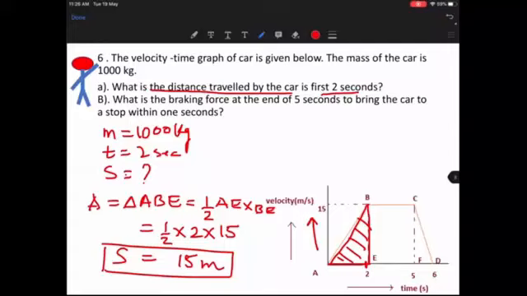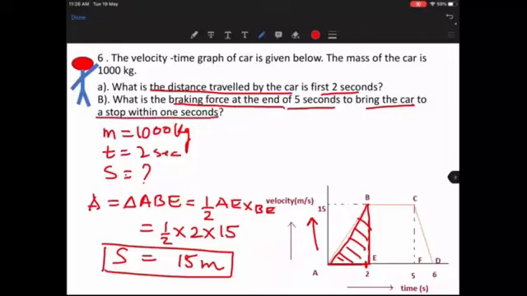Next, look at the second part. What is the braking force at the end of 5 seconds to bring the car to a stop within 1 second? See, after 5 seconds, this is 5 seconds. This is the 0.5 second. He starts applying brakes.